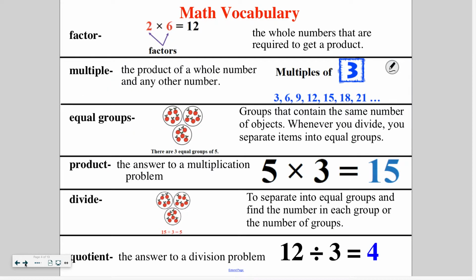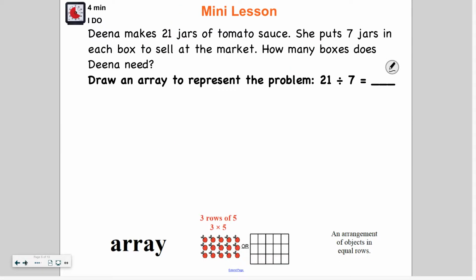Please pause the video now and read our vocabulary just to familiarize yourself. I know we've read this a few times, but these are vocabulary words that are relative to what we'll be learning today. So again, pause now and press play when you're ready to continue. Right, so let's get started.